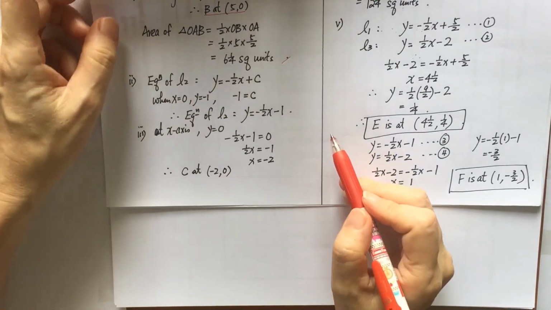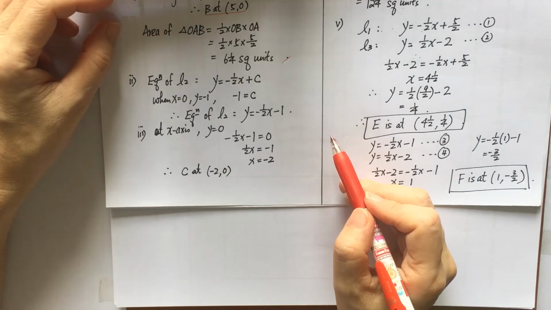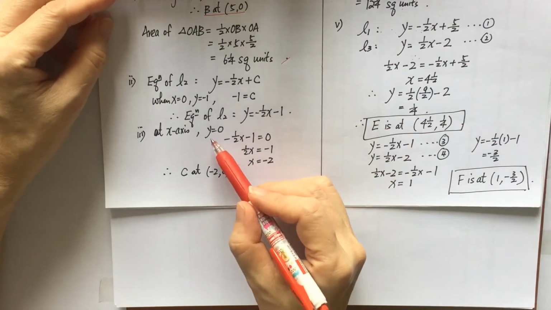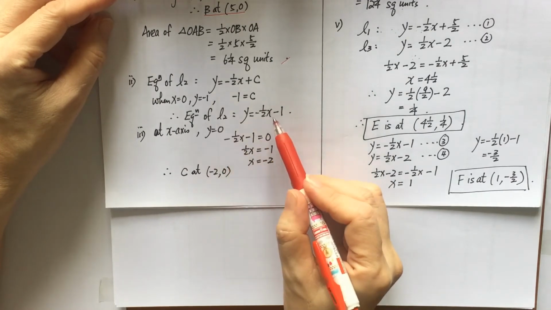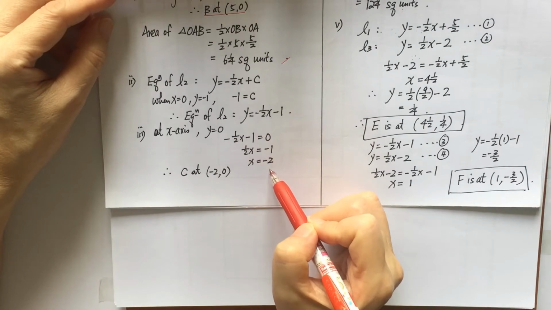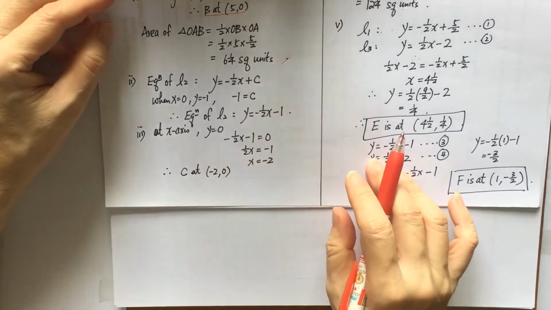Okay, next is to find the coordinates of the point C. So C is the point on the x-axis. So on the x-axis, y equals 0. So we put in y equals 0. We work out x equals -2. So C is at the point (-2, 0).